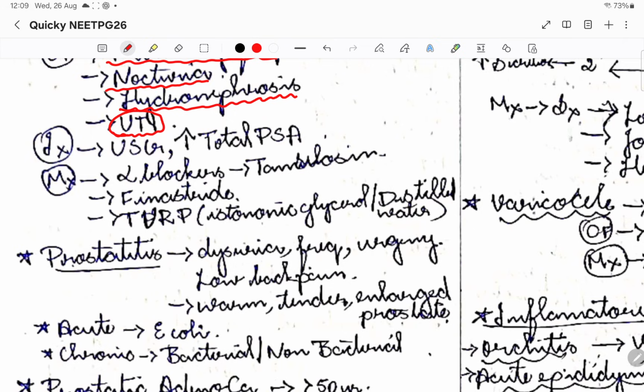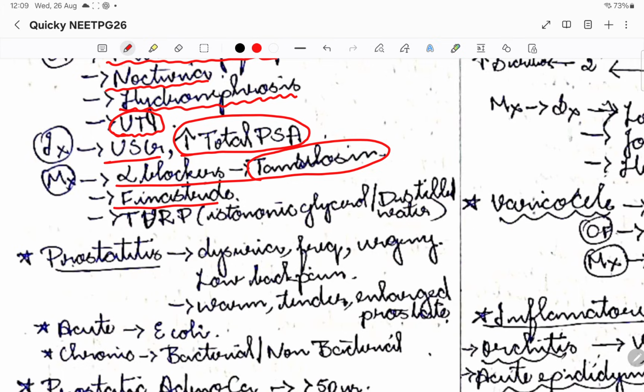Okay, how do we investigate? So it is based on USG, and we'll do the total PSA levels. Okay, so total PSA levels, why we do is basically to determine how much BPH has happened, and if there is any cancer of prostate that has happened. Okay, how do we manage this? Alpha blocker, I told you, right? Tamsulosin. Okay, tamsulosin we were also using in dementia. Then coming to finasteride, the best drug, but the gynecomastia side effect is there.